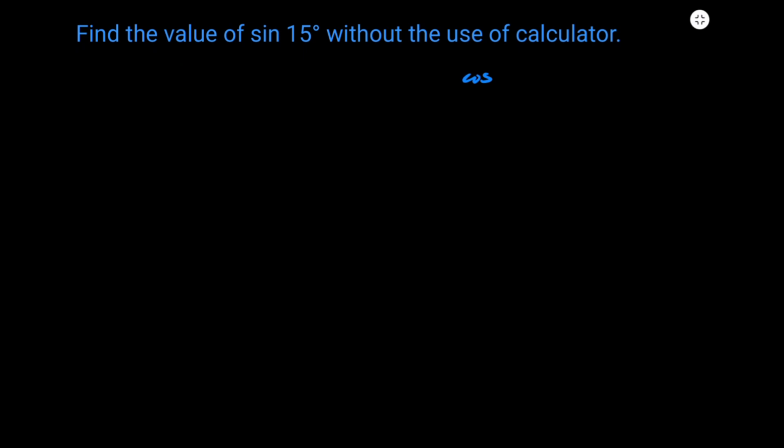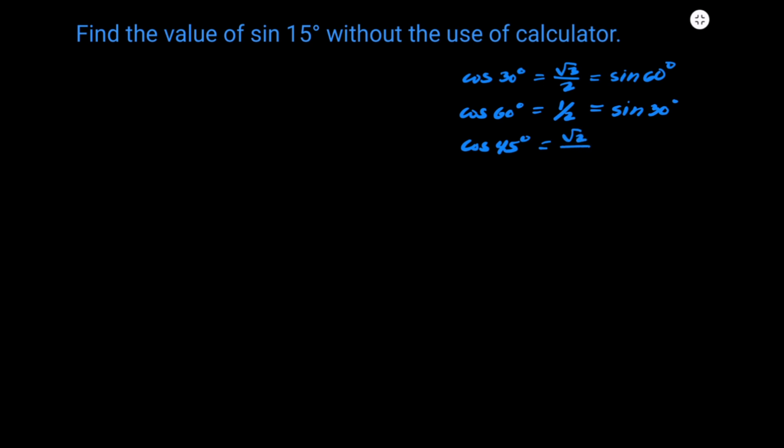Recall that cosine 30 degrees is equal to the square root of 3 over 2. And that is also equal to the cofunction of cosine 30 degrees, which is sine of the complement of 30 degrees, and that is 60 degrees. And then we have cosine 60 degrees, that is equal to 1 half, and that is also equal to its cofunction, which is sine 30 degrees. Cosine 45 degrees is equal to the square root of 2 over 2, and that is also equal to the sine of 45 degrees. Now, let us solve this together.